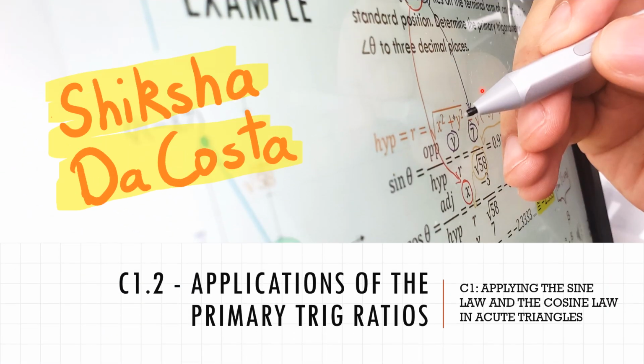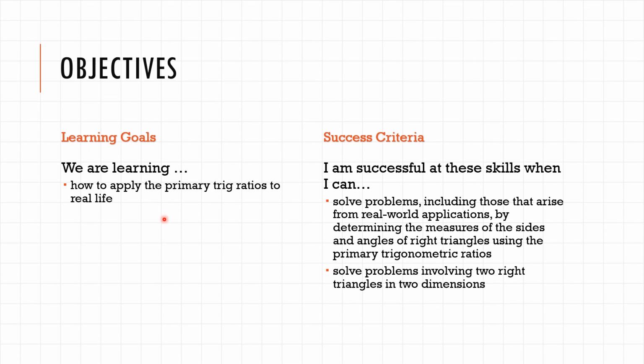Today we are going to learn how to apply the primary trig ratios. We're going to see where those apply in real life, and by the end of this, hopefully you will be able to solve problems that arise from real-world applications by using the primary trig ratios, as well as solve problems that involve two right triangles, as long as that's just in two dimensions. We're not going to go to 3D just yet.